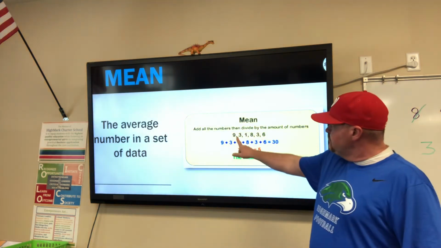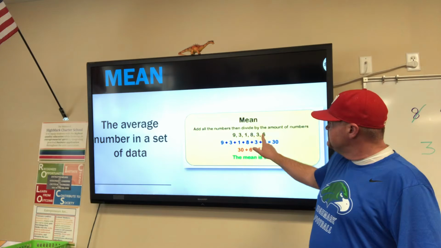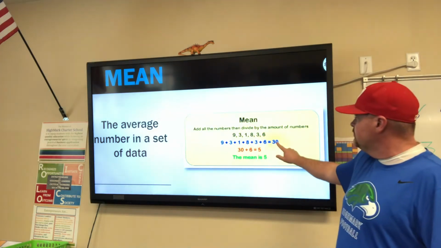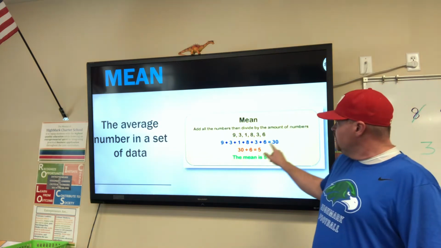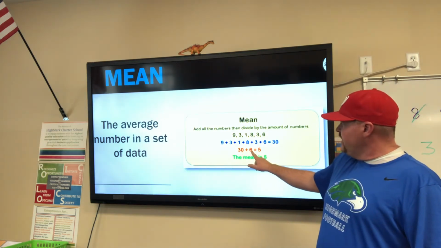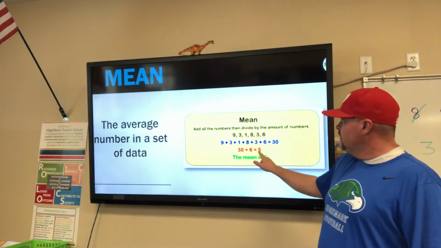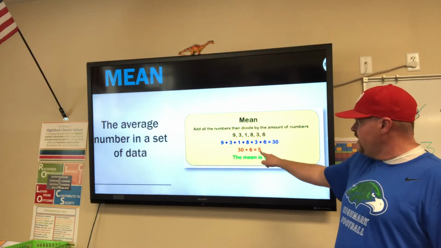So in this case, for example, we've got 1, 2, 3, 4, 5, 6 different numbers. I add all those numbers up, and they add up to 30. So then I take that number of 30, I divide it by 6, which is the total number of numbers that I had to start with, and that tells me that my mean, or my average, is 5.